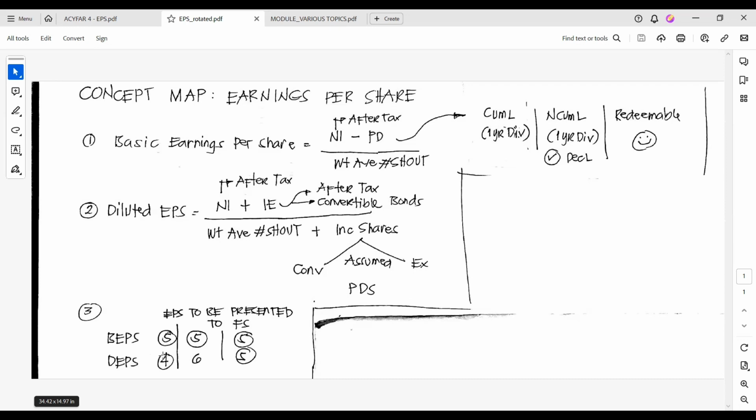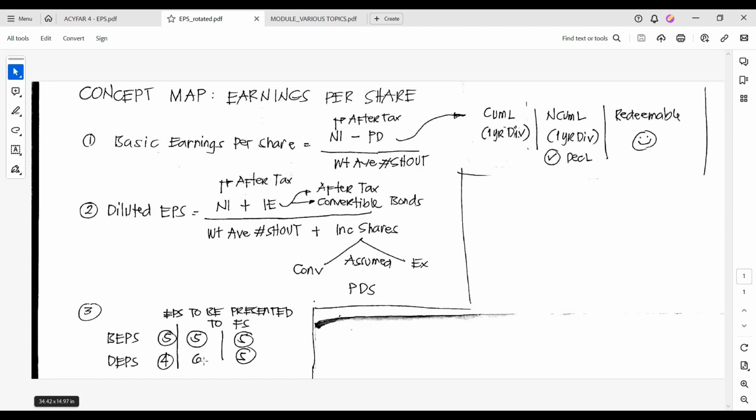Okay. However, if the BEPS is 5, while the resulting computation using the formula of DEPS resulted to 6, which is higher than the BEPS, this is what you call anti-dilutive. And the anti-dilutive figure should not be presented in the financial statements.